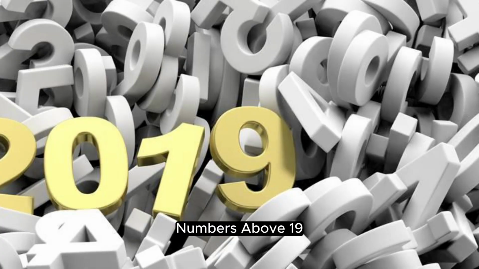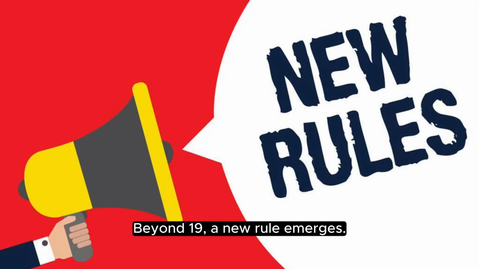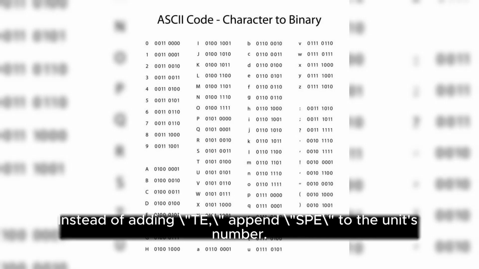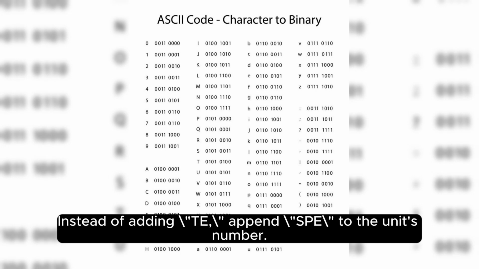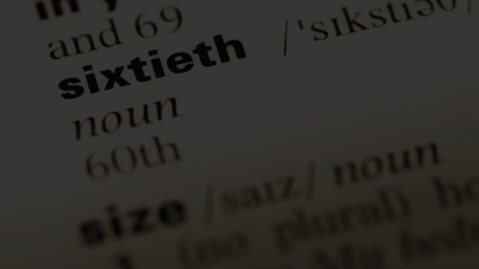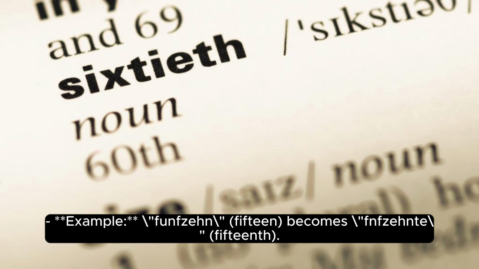Numbers above 19. Beyond 19, a new rule emerges. Instead of adding te, append ste to the unit's number. Example: 15 becomes fünfzehnte, 15th.